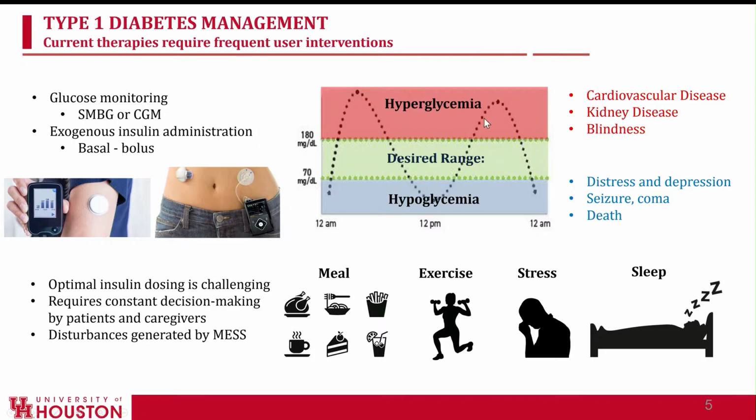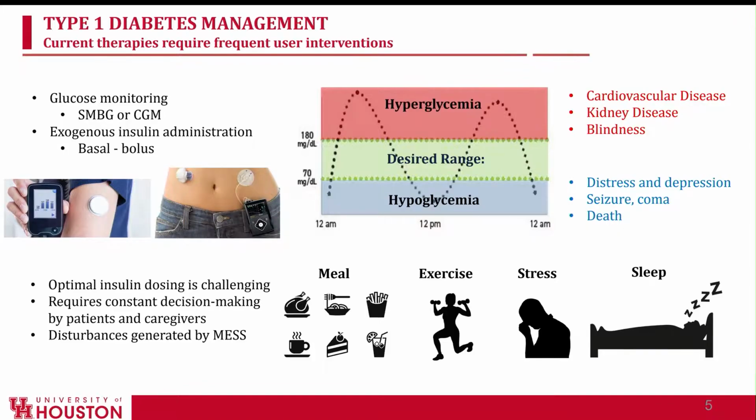So if the therapy fails to provide enough insulin and glucose is above 180 milligrams per deciliter, in hyperglycemia, the long-term complications, I've listed some, are cardiovascular disease, kidney disease, blindness, and so on. But if we inject too much insulin, we may die, okay? Because we cannot take away the insulin that we have previously injected.